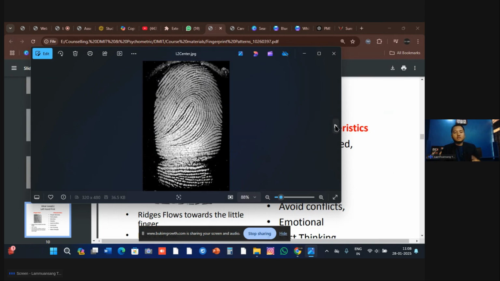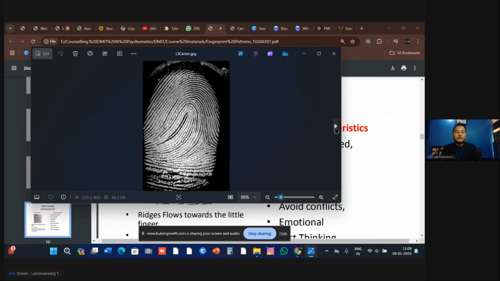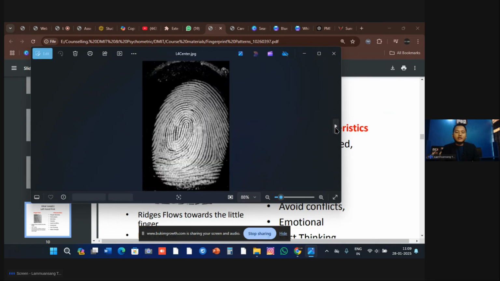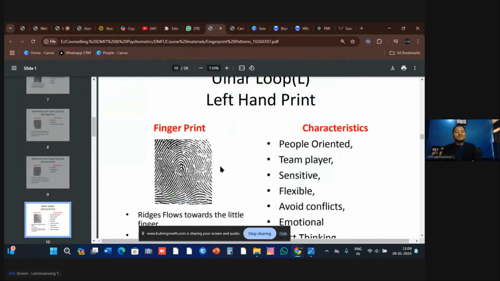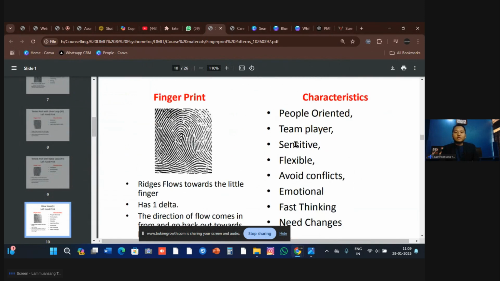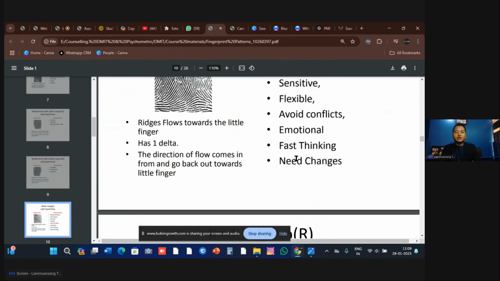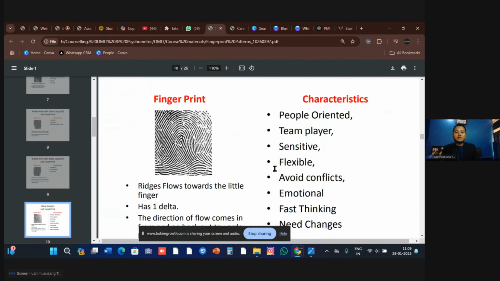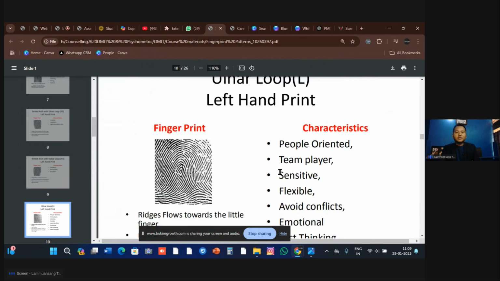This is also still the left hand. L means left, L1, L2, L3, left hand. This is also the left hand, all these are steady. These people are people oriented, team player, sensible, flexible, avoid conflicts, emotional, fast thinking, need change. All these people. Got it?